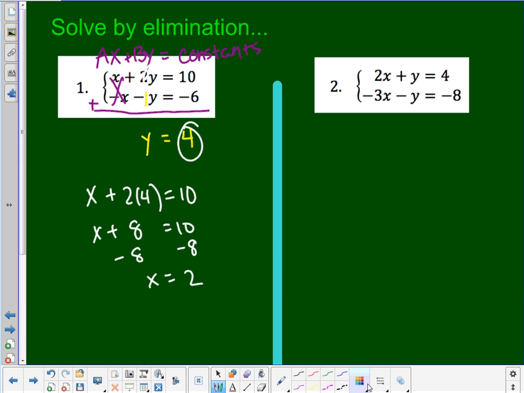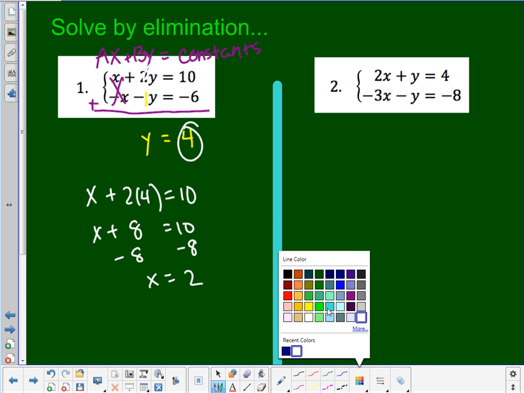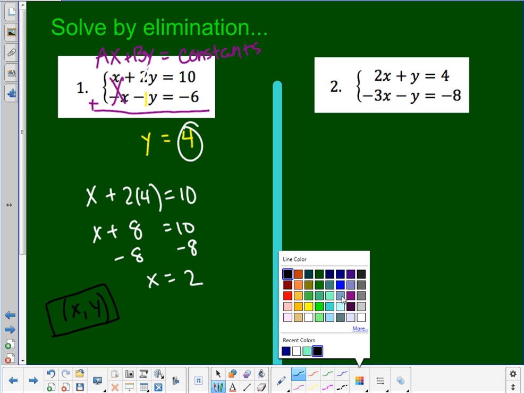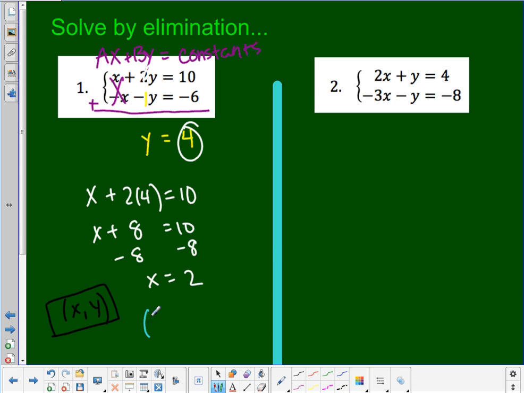Be careful how you write this solution. I still have some people that are writing this as y, x. Points always go x comma y. So if I was going to write this as a solution, I would have 2 comma 4. X is 2, y is 4.